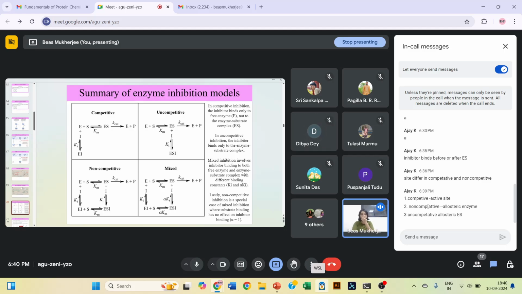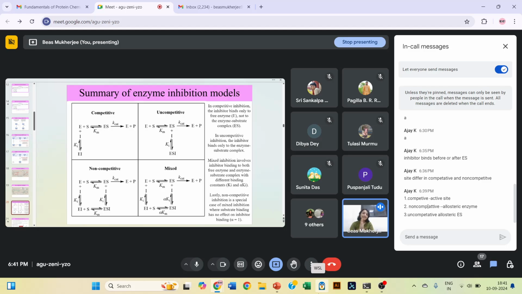Mixed inhibition. See, in mixed inhibition, this inhibitor can bind to the free enzyme. It can also bind to the enzyme-substrate complex, but then the effects of its binding are different in both the cases. Okay, and we will study about that very soon.